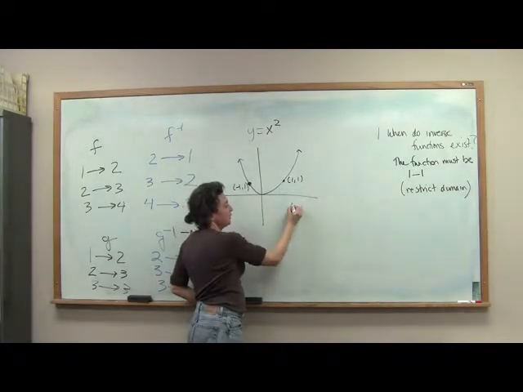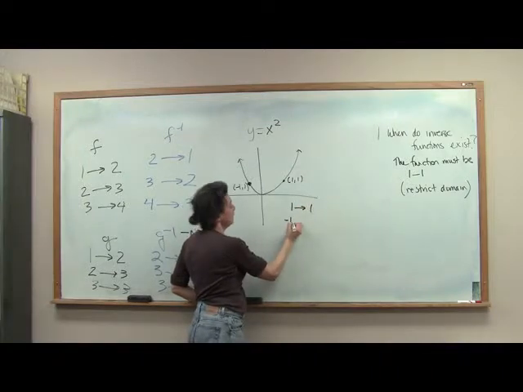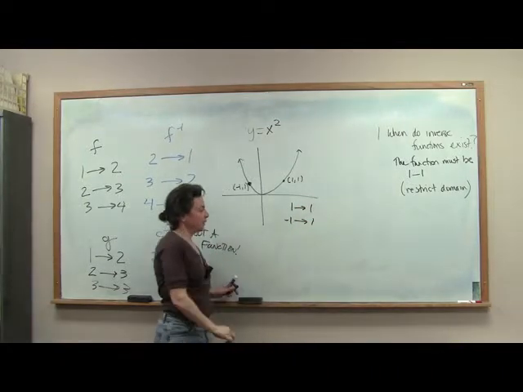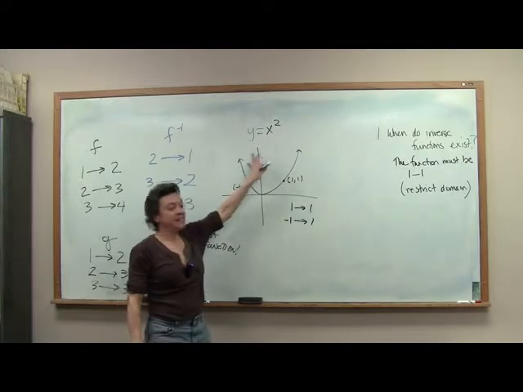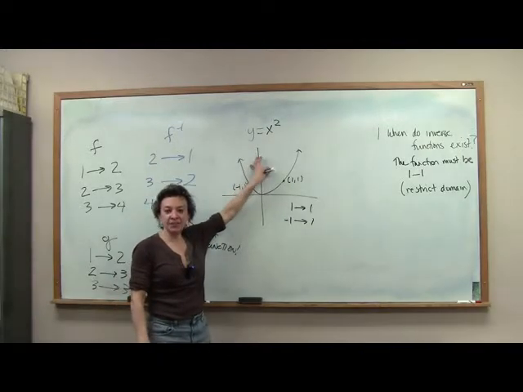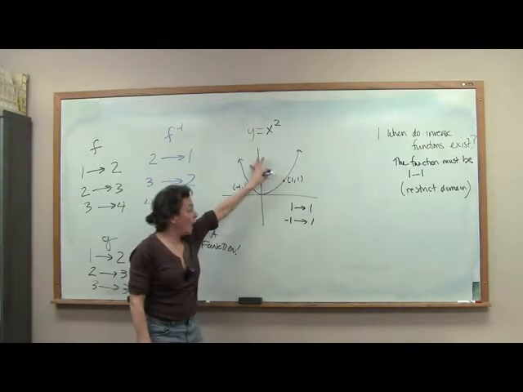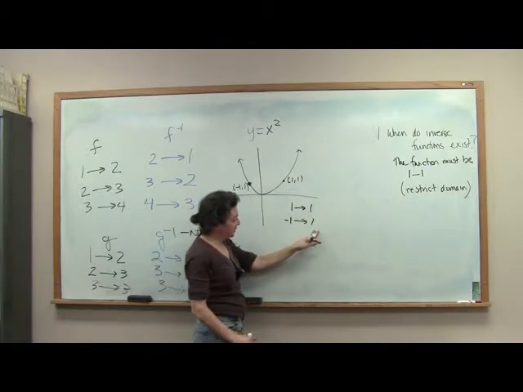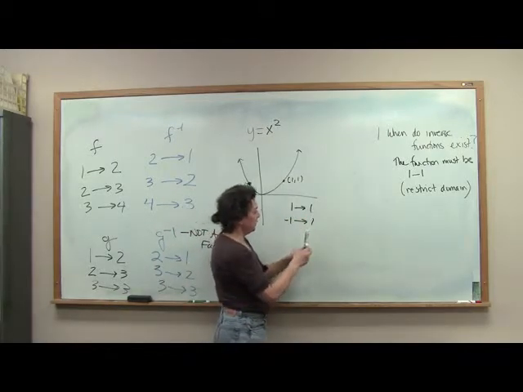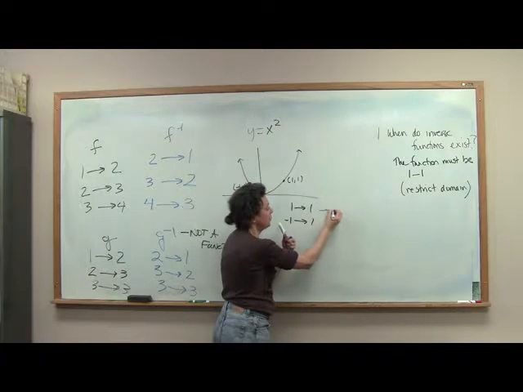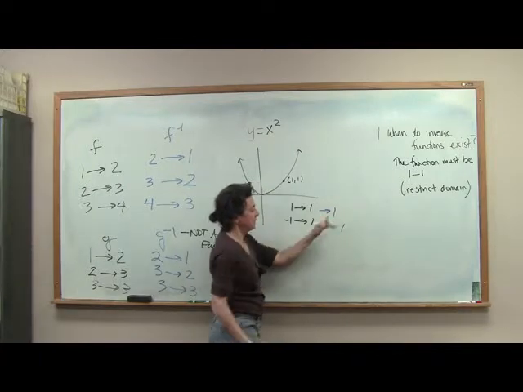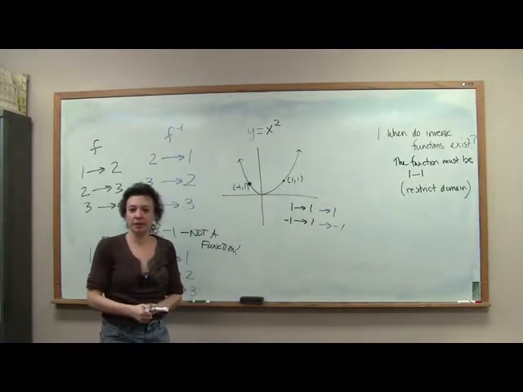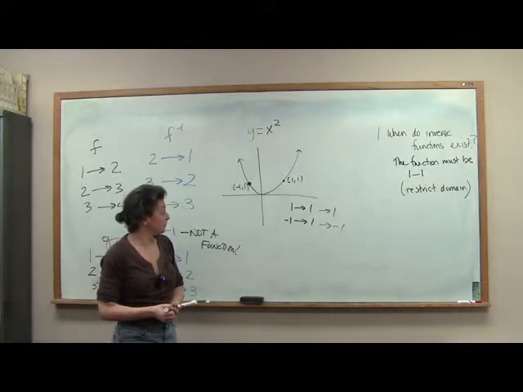Notice we could say this takes 1 to 1 and it takes negative 1 to 1. But I claim it does not have an inverse function. Why? Because if this is our function, the inverse would take 1 back to 1 and it would take 1 back to negative 1, and it's no longer a function anymore.